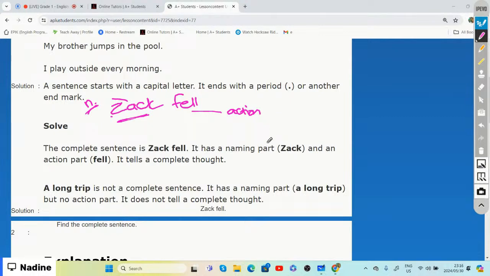All right. So "Zach fell" is a complete sentence because remember I said a complete sentence needs to have a naming part and it needs to have an action part. So a completed sentence needs to have a naming part, which is either a noun, a person or thing that they're talking about, and then the action part is the action or something that the naming part did.